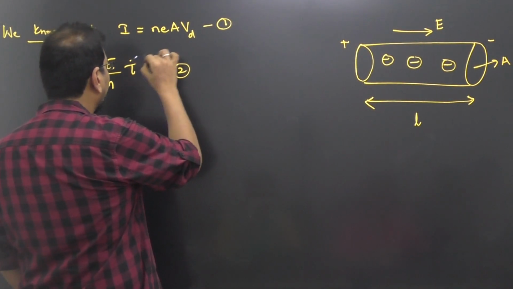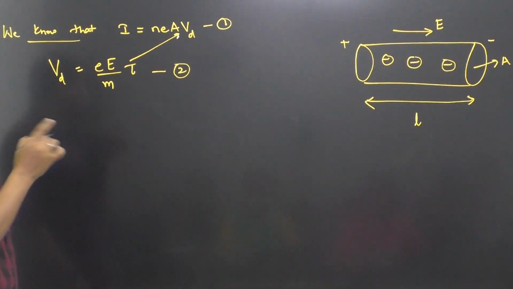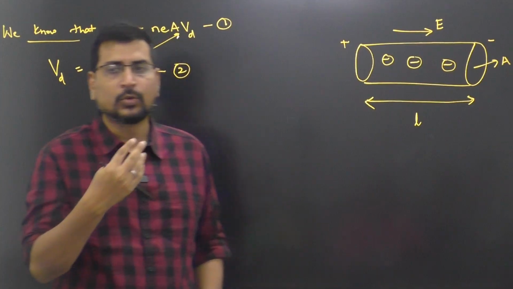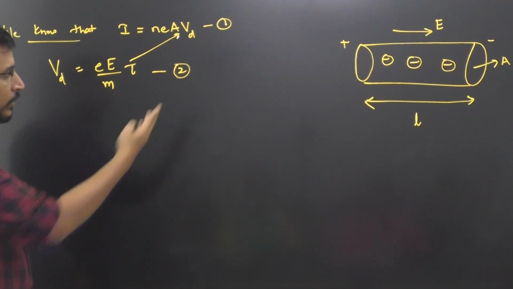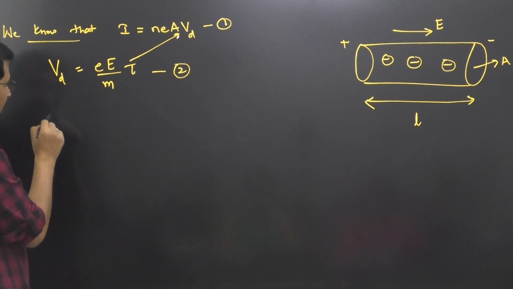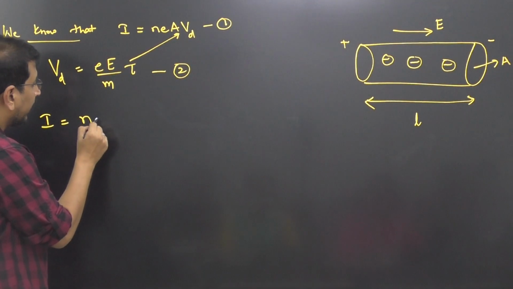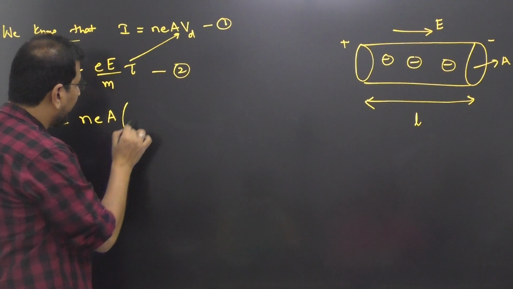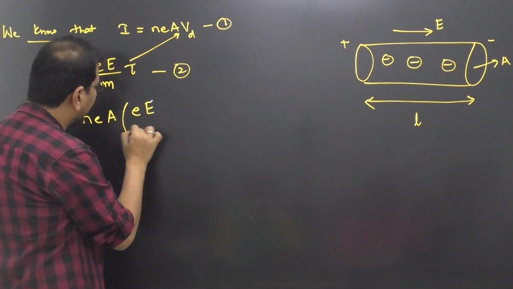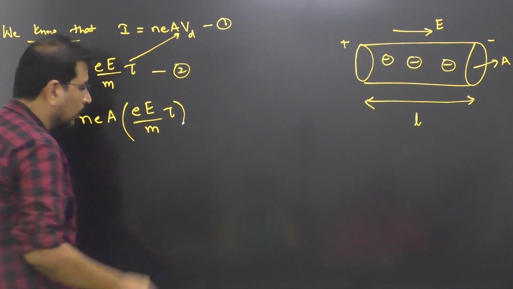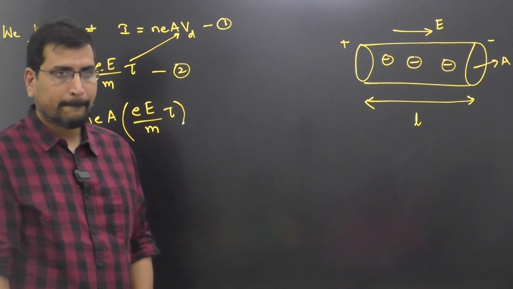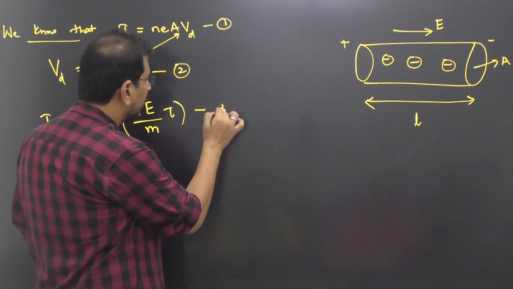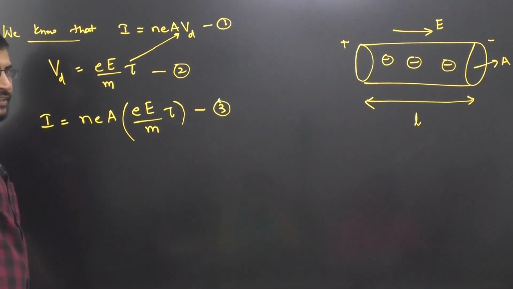So I'll take this expression and plug it here. If you observe, I didn't put a minus sign here because I'm only concerned about magnitude. Minus sign is used only when you need to speak about direction. So here everything is drawn, so I didn't use it. I is equal to NEA into, observe, in the place of VD, can I write it as e into capital E divided by m into tau? Right. So let this be the third expression. It is a combination of first and second.